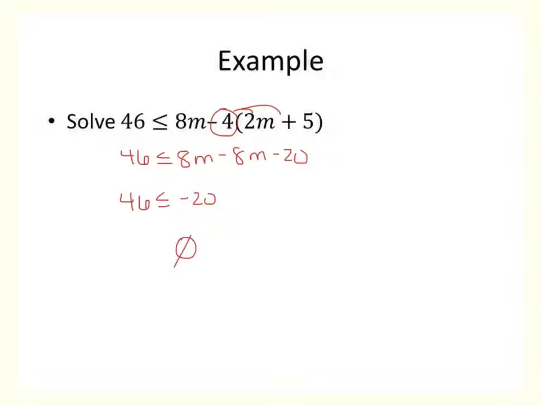All right, I got 46 is less than or equal to negative 20, which is false, and so that is no solution. Okay, that's what I have for 6.3.